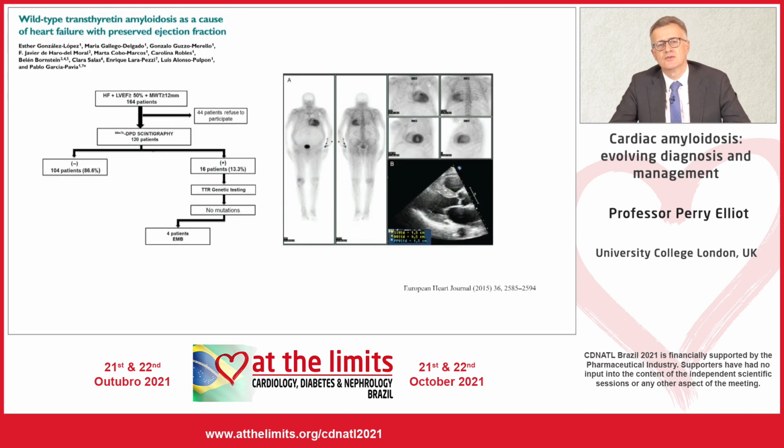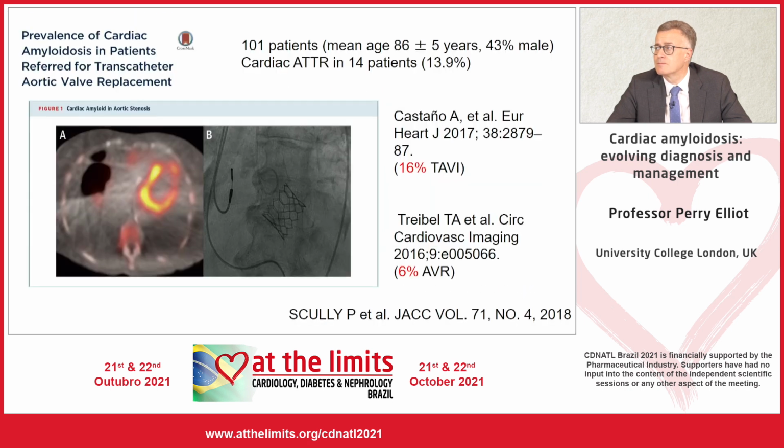And when you apply this to maybe more common cardiac populations, for example, as in this case, heart failure with preserved ejection fraction, here you see a prevalence of up to 13% of patients with a clinical diagnosis of HFpEF with evidence for TTR amyloidosis. If you look at patients undergoing TAVI for aortic stenosis, up to 16%. If you look at patients having surgical aortic valve replacement, maybe 6%. So clearly, there is a large body of undiagnosed amyloid.